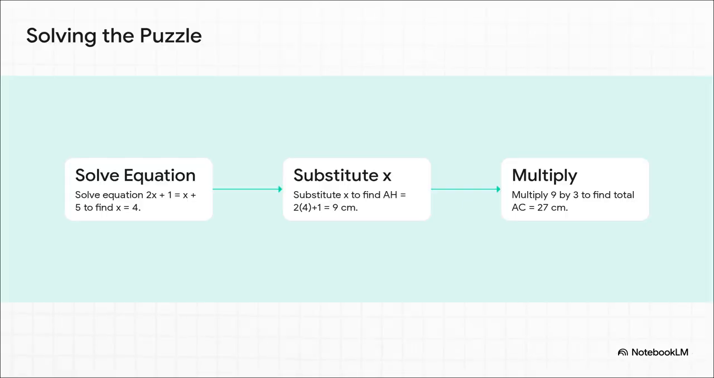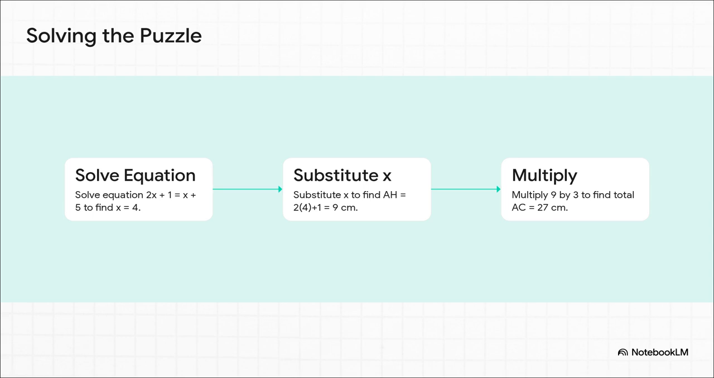So let's crack the code. By solving for x in our equation, subtract x from both sides, subtract 1 from both sides, we find that x simply equals 4. But remember, x isn't our final answer here, it's just the key. We take that 4 and plug it right back into our original expression for AH, which was 2 times x plus 1. So 2 times 4 is 8, plus 1 is 9. Segment AH is 9 centimeters.